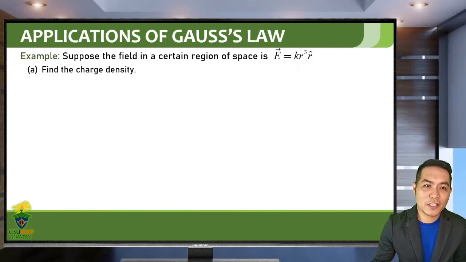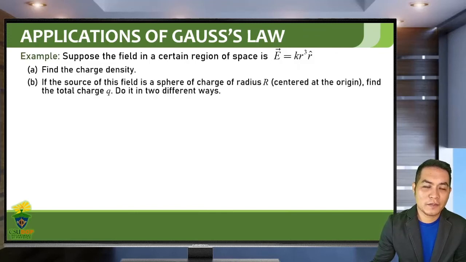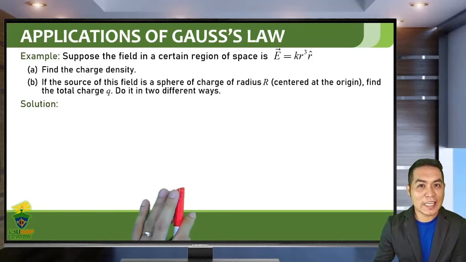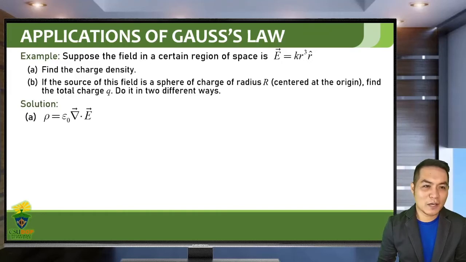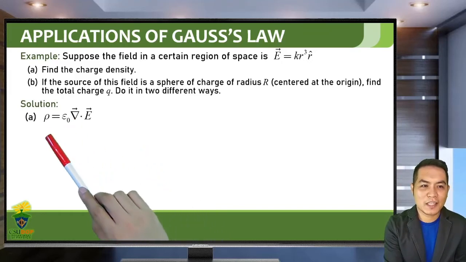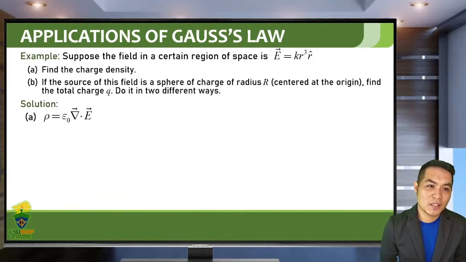So you are asked to find the charge density, rho, and if the source of this field is a sphere of charge of radius r centered at the origin, find the total charge q, and you must do it in two different ways. Okay, first letter A, the charge density, rho. As I mentioned earlier, if you see a divergence in the electric field, then there must be a rho, a charge density distribution. So for letter A, we need to use the differential form of Gauss's law. From the differential form, just cross multiply epsilon naught, and you can now solve for rho. So it's just epsilon naught times the divergence of E.